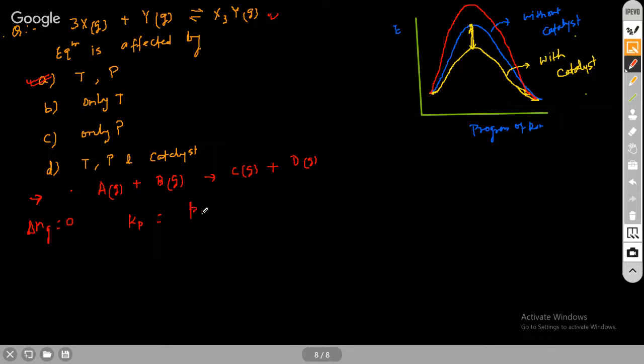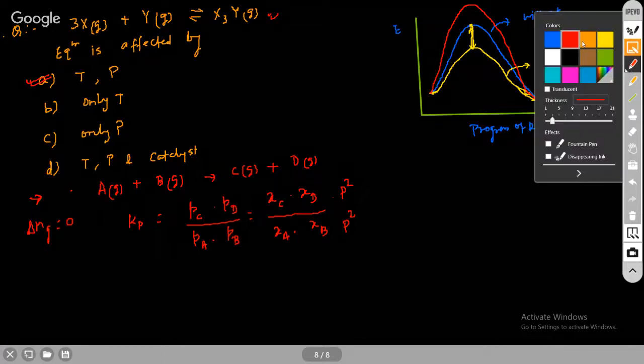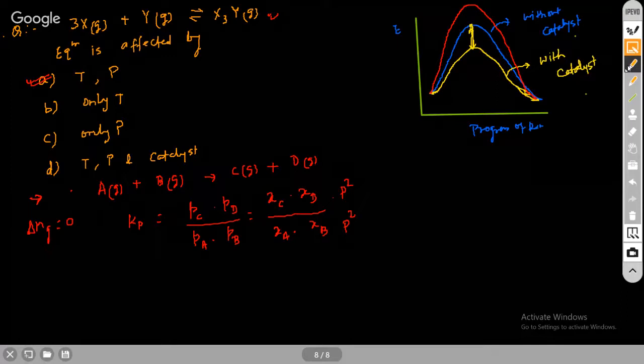The partial pressure of C into partial pressure of D divided by partial pressure of A into partial pressure of B, and that will be mole fraction of C into mole fraction of D divided by mole fraction of A into mole fraction of B into P square. Here also we get P square. P is the total pressure, correct? So this P square and P square get cancelled over here, right? Is it clear?